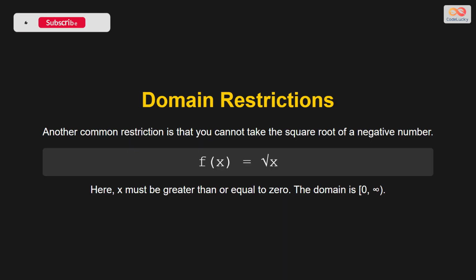Another frequent domain restriction comes from square roots. In the realm of real numbers, we cannot take the square root of a negative number. So, the expression inside a square root must always be greater than or equal to 0.